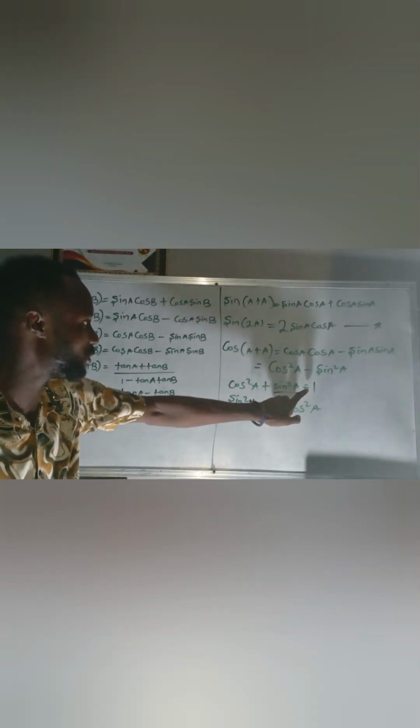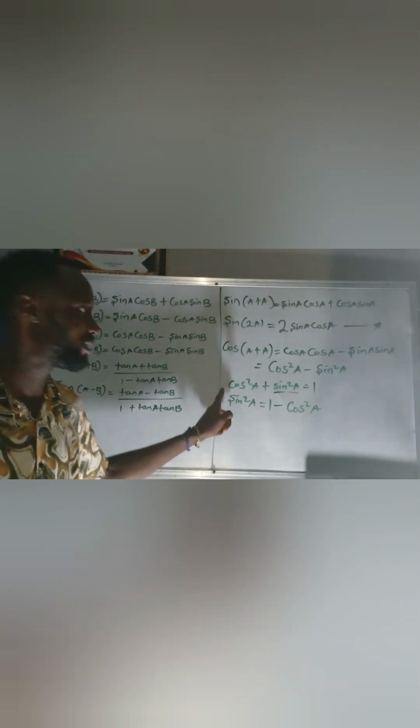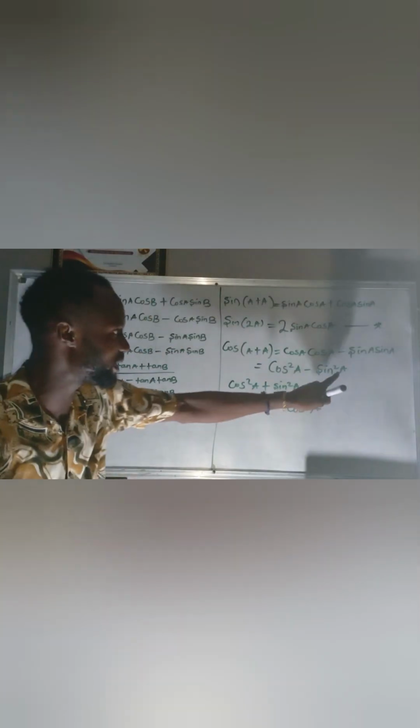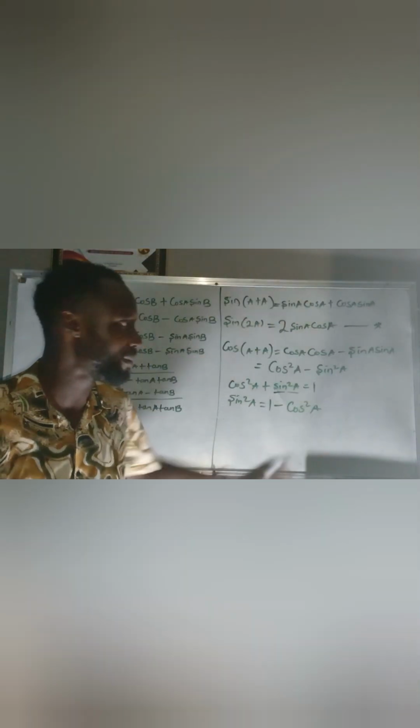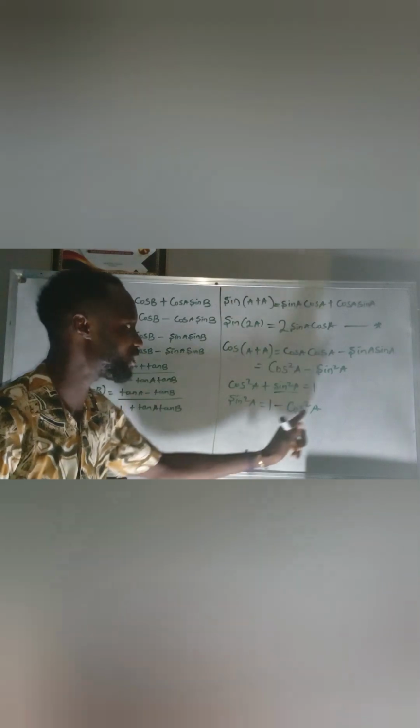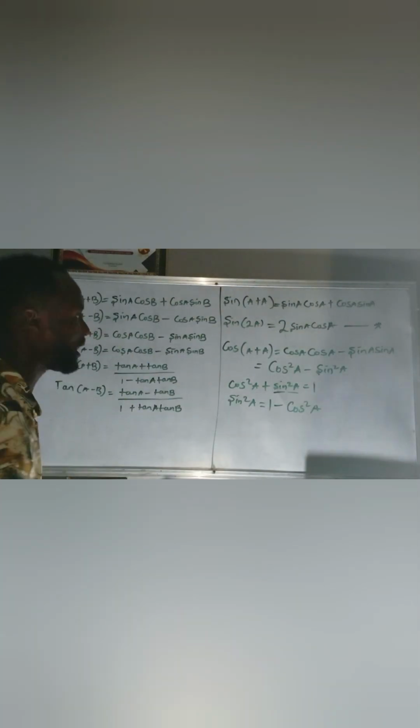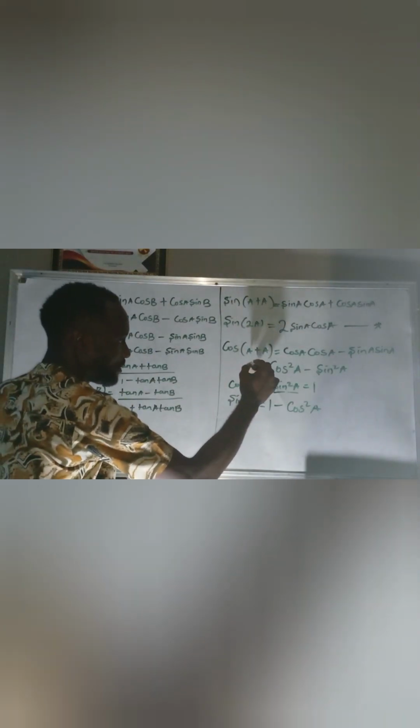Sine square A is equal to 1 minus this guy. Take this one to this side, change it from positive to negative. The reason is that I want to change this guy here to everything here. That means that in mathematics, the left hand side is always equal to what? The right hand side. So I can change it from here now, from here to this side.